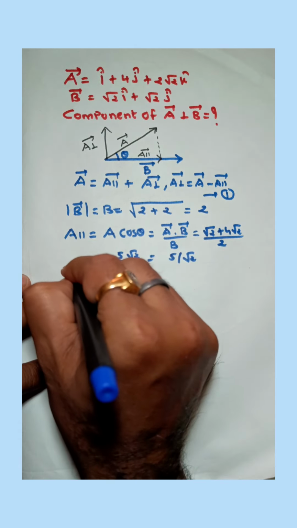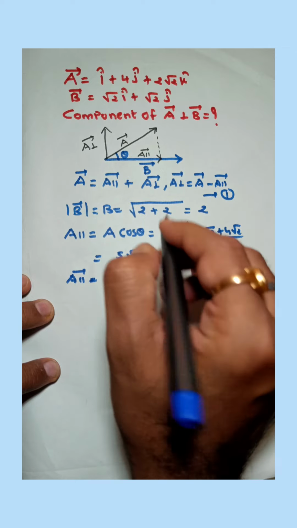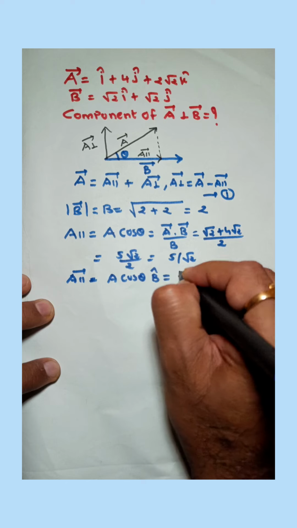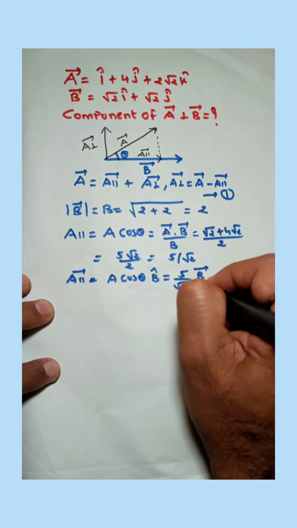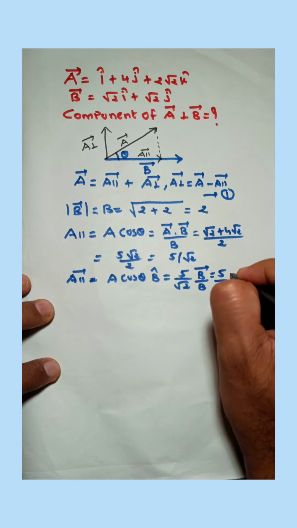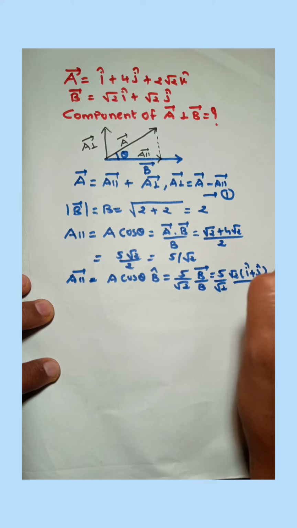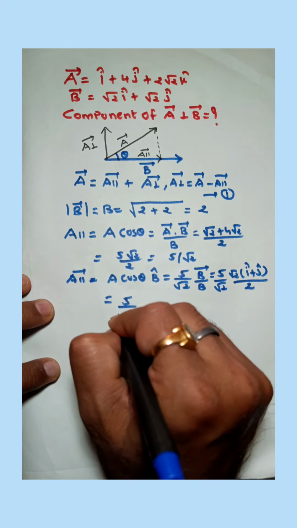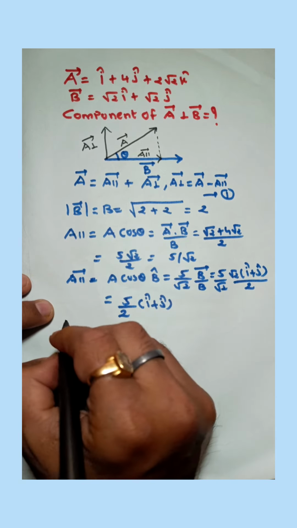But what is A parallel vector? That is A cos theta into the unit vector in the direction of B, that is B caret. Now A cos theta is 5 upon root 2. B caret is B vector upon B. So 5 upon root 2, B vector is root 2 common in bracket i plus j, upon the value of B, that is 2. Root 2 is cancelled. So it is 5 upon 2 times i plus j.